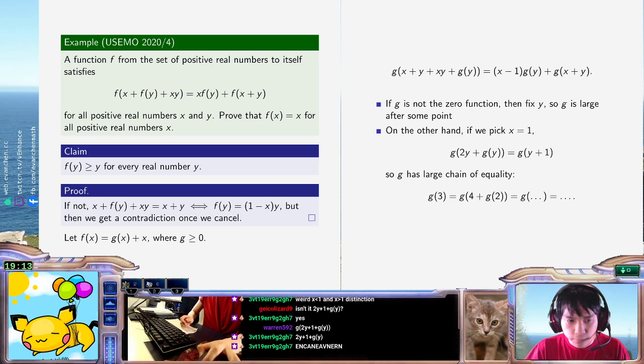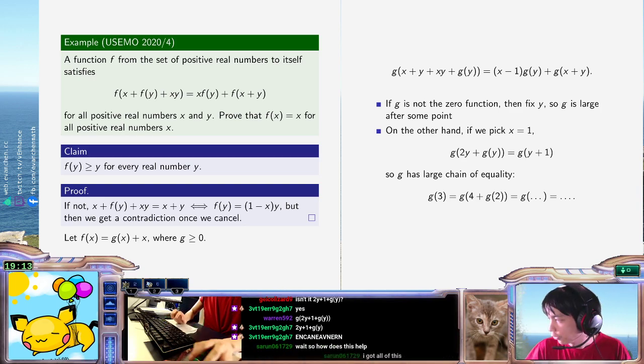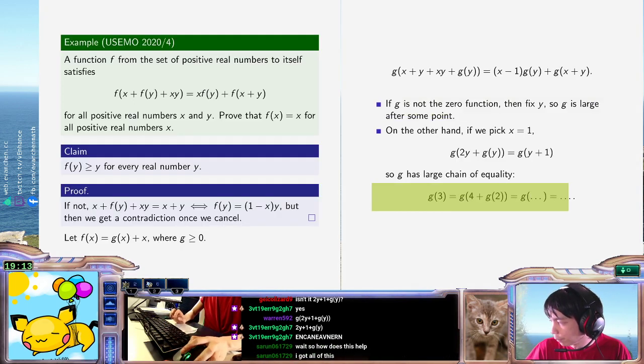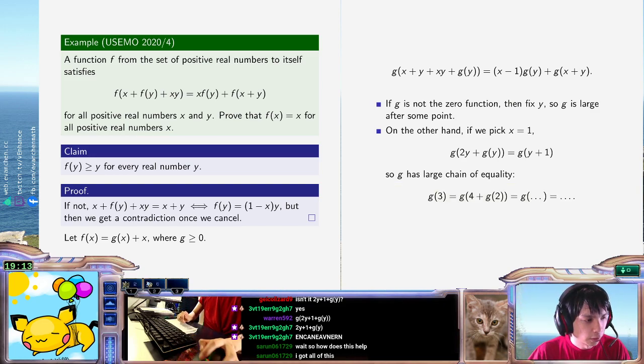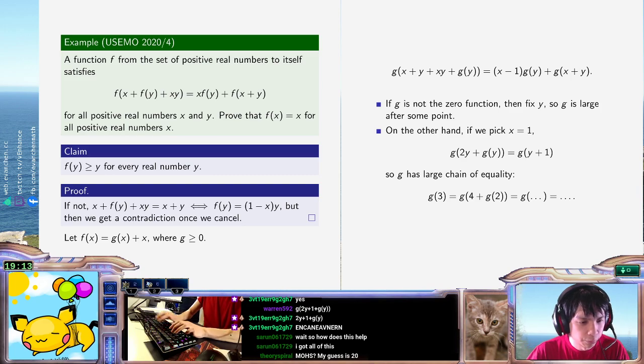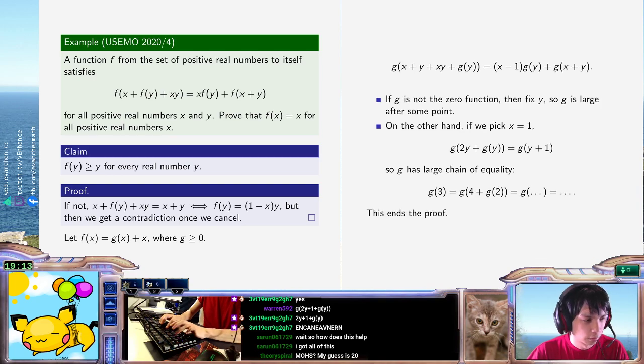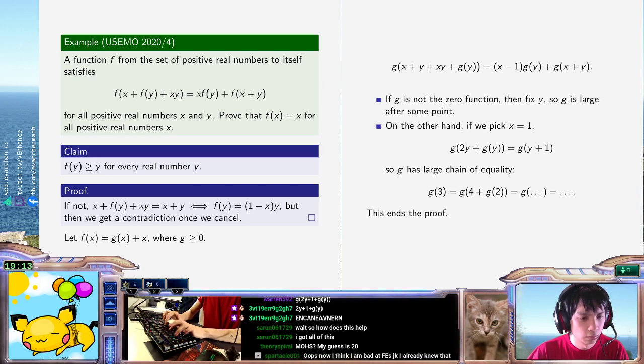So, first bullet means g is large after some point. Second bullet means g has a bunch of constant stuff. This ends the proof. Like, now we're done. Like, that's it.